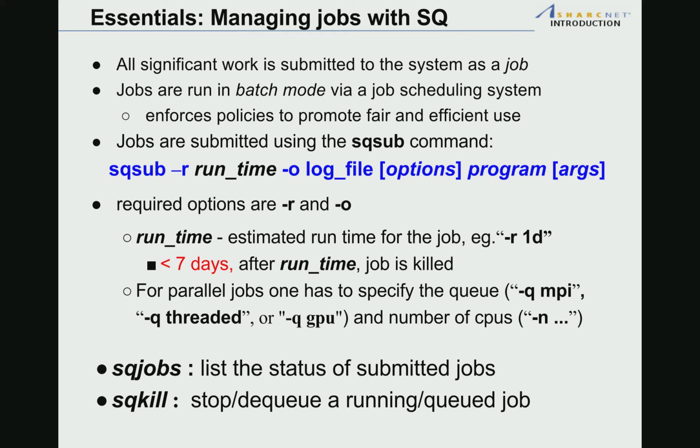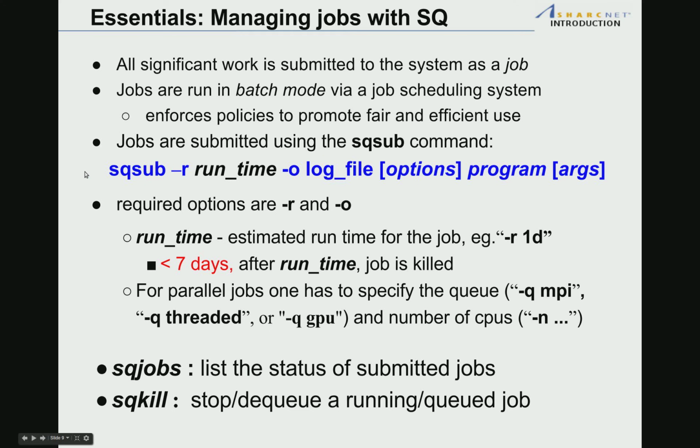Typical production work isn't done interactively on these systems, but rather jobs are defined and then submitted to the scheduler, and then they perform unsupervised on those systems. You'll want to know how to interact with those jobs once they're running and completed. All significant work is submitted to the system as a job. Jobs are run in batch mode by a job scheduling system, and it enforces policies to promote fair and efficient use. You can imagine there are a lot of users submitting these jobs, and the scheduler is responsible for fitting these jobs in a timely manner and getting the most out of those compute resources based on the types of jobs that are being submitted.